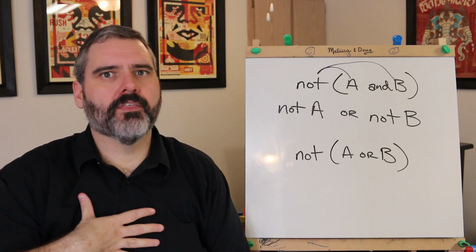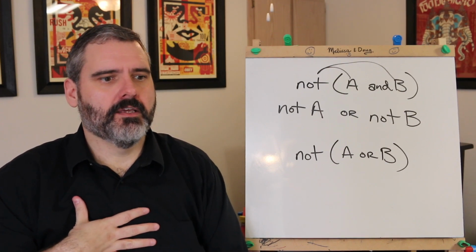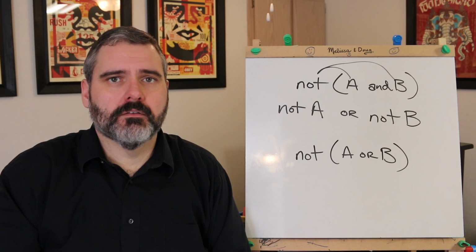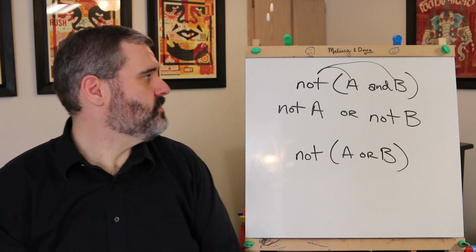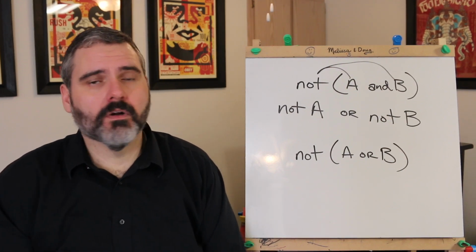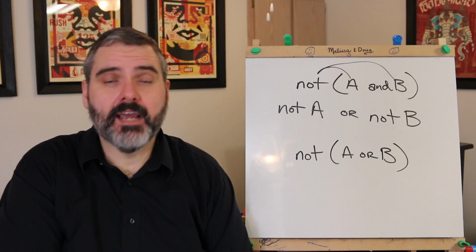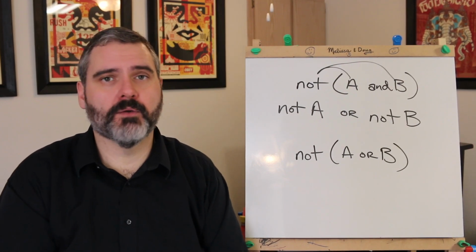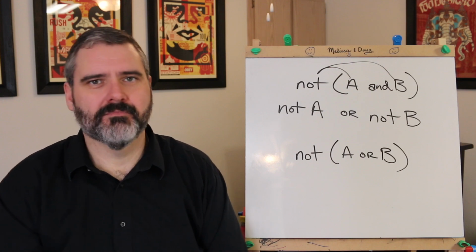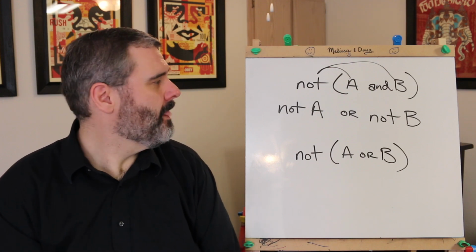If I say that I'm not wealthy and talented, then that means that I could be one. I'm just not both. So I'm not wealthy or I'm not talented. Now I could be neither, and the or would also be okay with that, right? You can have both sides be true in an or.